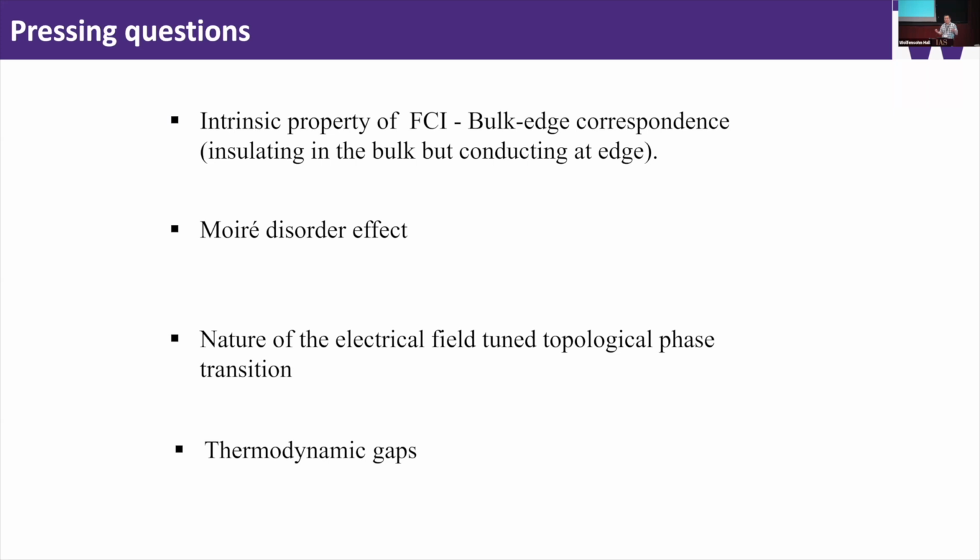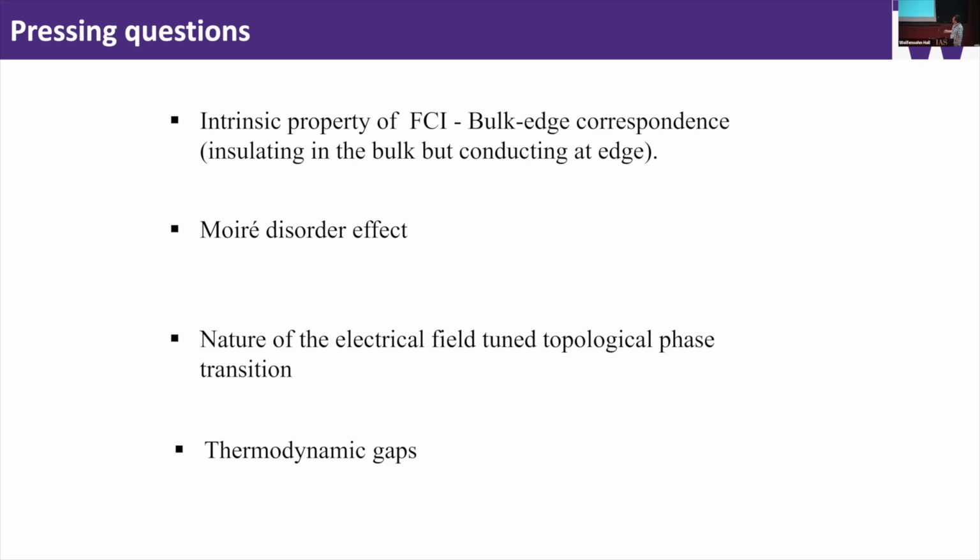But from all these transport measurements, we don't really see that. What we have is we infer this property from these quantization measurements. So it would be ideal to directly show this bulk-edge correspondence: to probe the bulk, show it's insulating, and then measure the edge, show it's conducting. The second question, as everyone knows if you're working on moiré, is you want to know the moiré disorder effect, how it impacts these measurements.